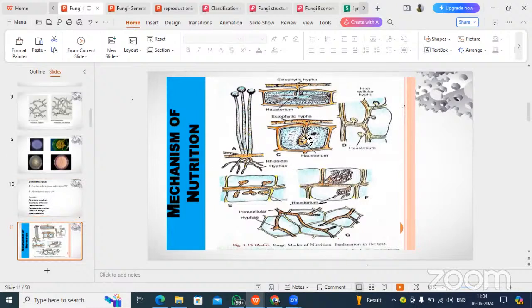You see here the haustoria types. Have you seen the haustoria types? Various types of haustoria, one, two, three, four, five, six types. How they penetrate and how they modify their structure. With this haustoria only it absorbs the nutrition. It has no mouth, no hand. The mouth and hand of the fungi is the haustoria, to eat the food, to absorb the nutrition from the host.